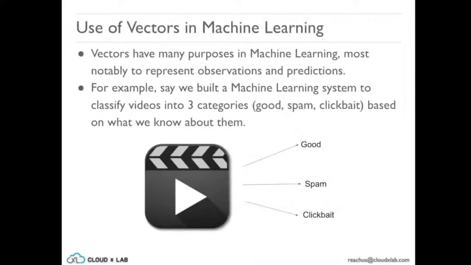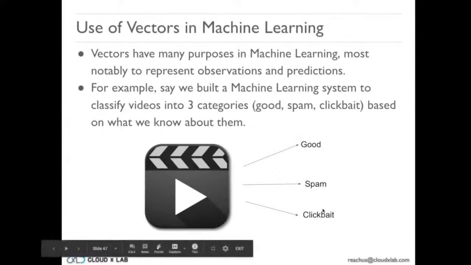Now come to a machine learning problem. You can do the same thing to define certain data in machine learning. For example, if you have to build a machine learning system to classify videos into 3 categories, it could even be links, it could even be emails. You want to say it's good, spam, and clickbait. You could do that also by having a NumPy array.